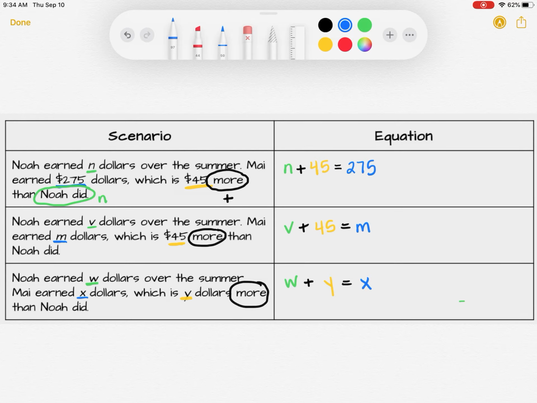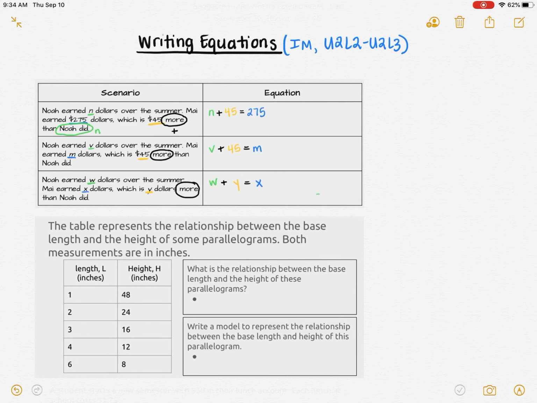So you can see the equations are all very similar because we had the same situation. We just had different amounts, different variables and numbers depending on the scenario. Okay. All right. So that's just to review how to write an equation from a scenario.